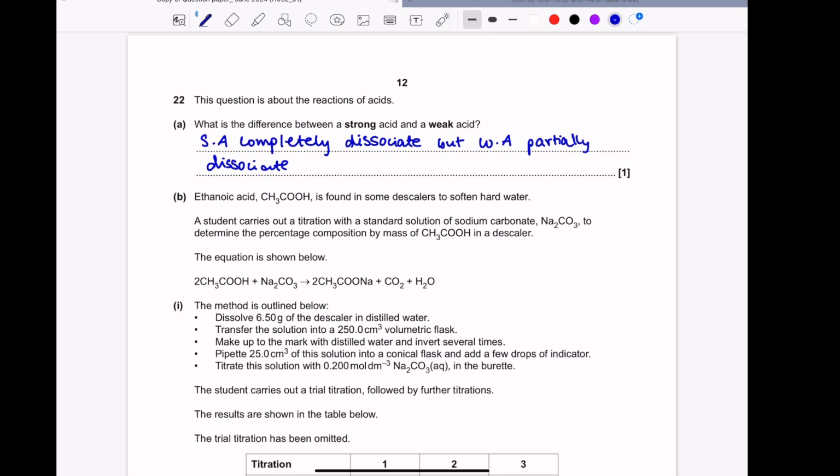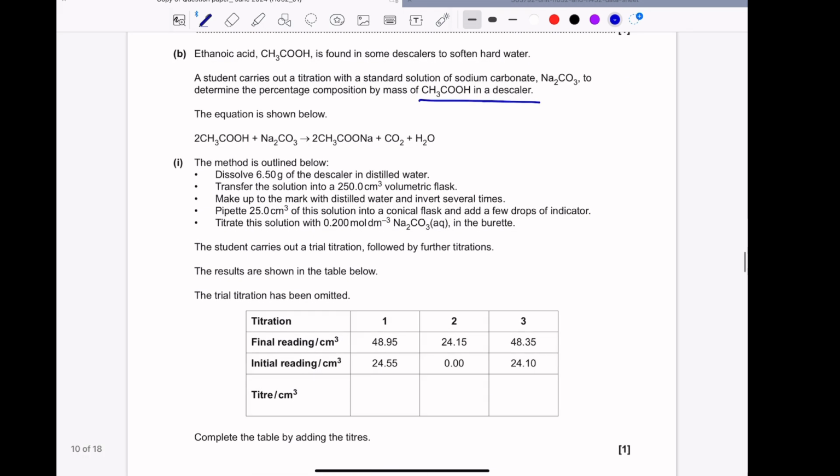Part B: ethanoic acid is found in some descalers to soften hard water. A student carries out a titration with a standard solution of sodium carbonate to determine the percentage composition by mass of ethanoic acid in a descaler. The equation is shown below. The method is outlined below.